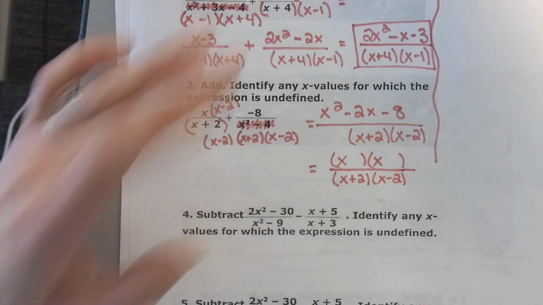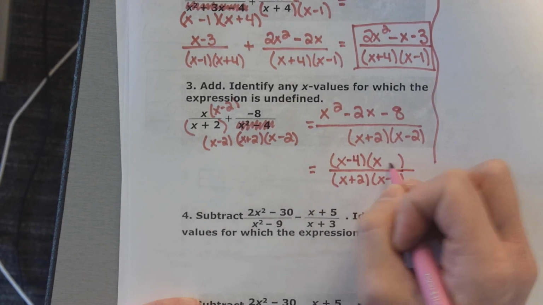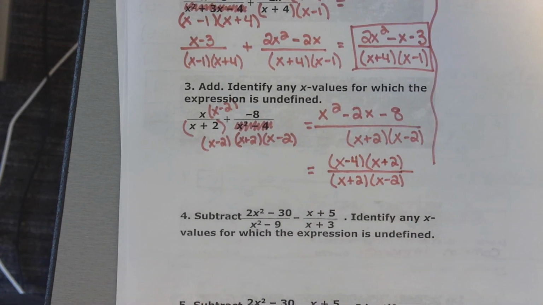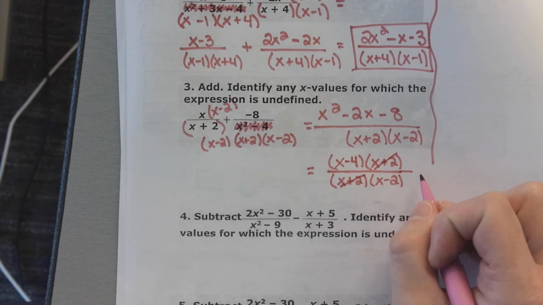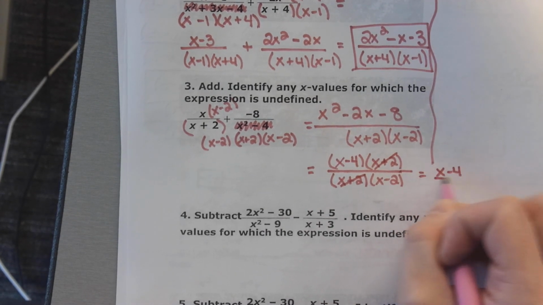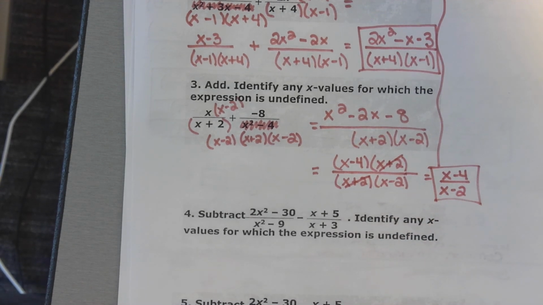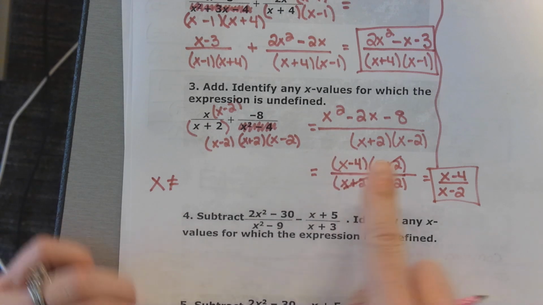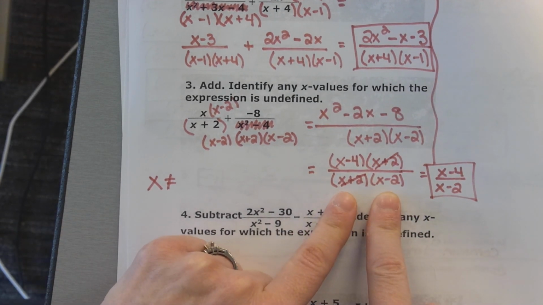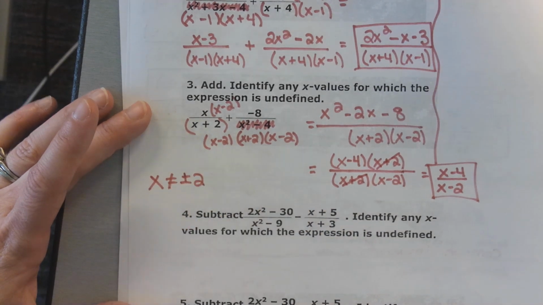What multiplies to negative 8 but adds or subtracts to negative 2? Negative 4 and positive 2. Okay, do you see why we needed to do that now? What can cancel? Yeah. So x minus 4 over x minus 2 would be my final answer. Let's go back and say what x can't be. X cannot be what? So go back to this step before we canceled. Yeah, x cannot be plus or minus 2.